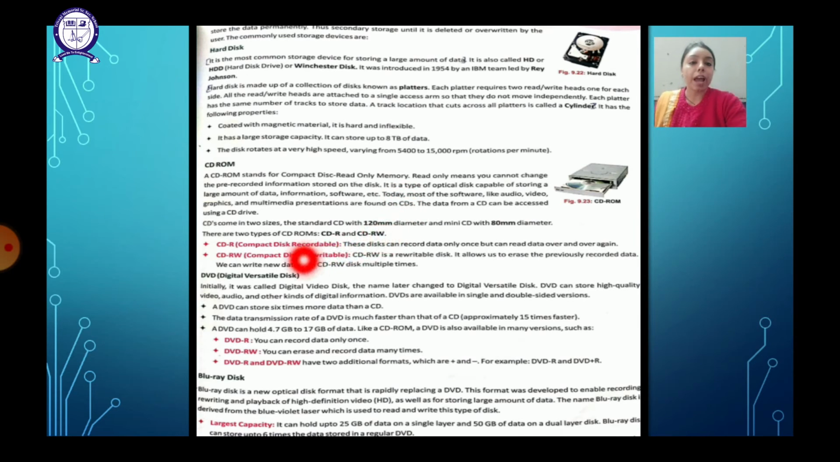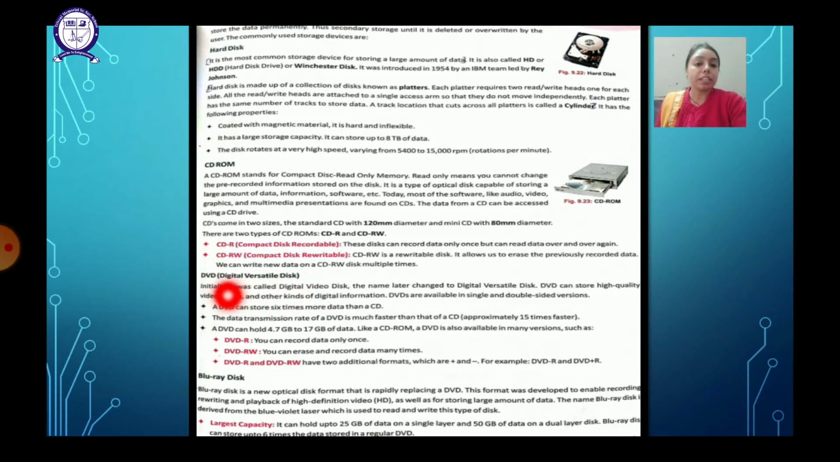Then we have the CD-RW. RW is a rewritable disk, in which you can erase the previously entered data and record or add new data. And one is CD-R, that is recordable. These disks can record data only once but can read data over and over again, right?